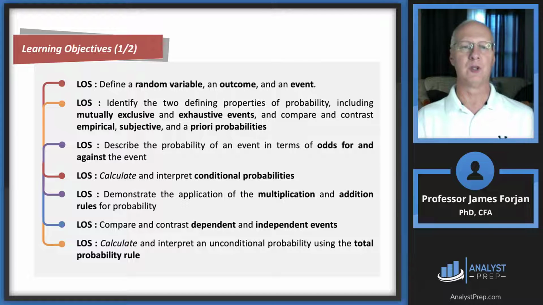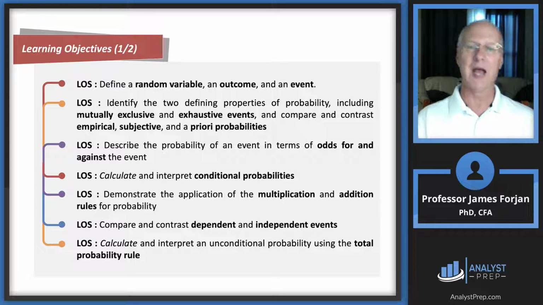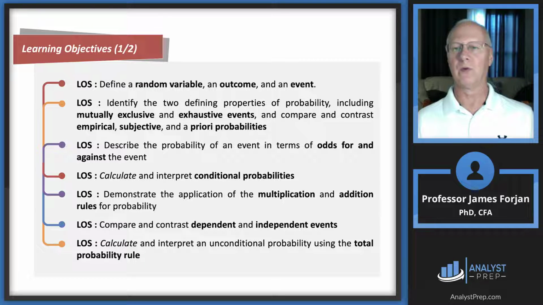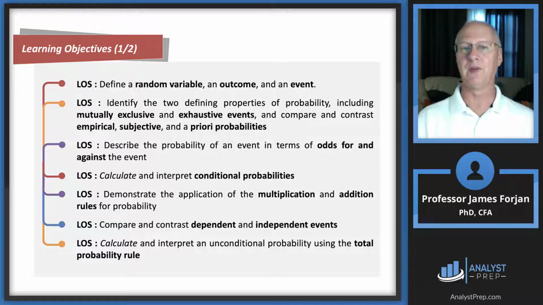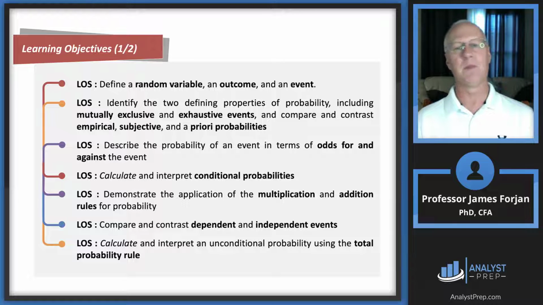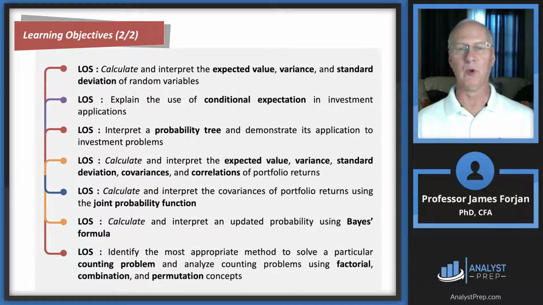But I want you to skip down to look at the third and the fourth. Describe probability of an event, calculate and interpret conditional probabilities. So all of the other LOSs are pretty much surrounding those two. We want to describe and calculate different types of probabilities. Now, of course, we're going to need to know some supporting information and have a good understanding of things like mutual exclusivity, empirical or subjective, and a priori probabilities, dependent and independent events. We're going to have to know some probability rules.